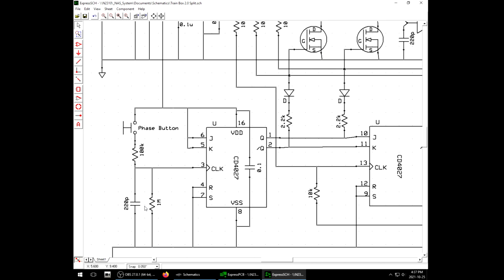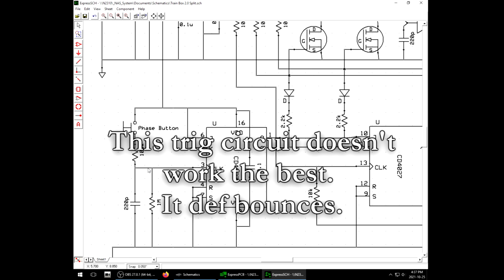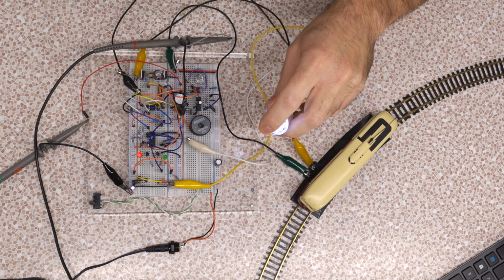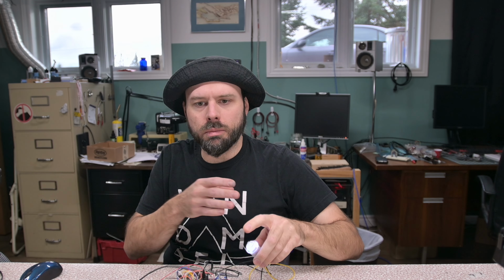Got a 220p here for debounce. I had to play with this a lot, and this is ultimately what I had to do to get it to work reliably. Otherwise, you'd hit the button and it would go.